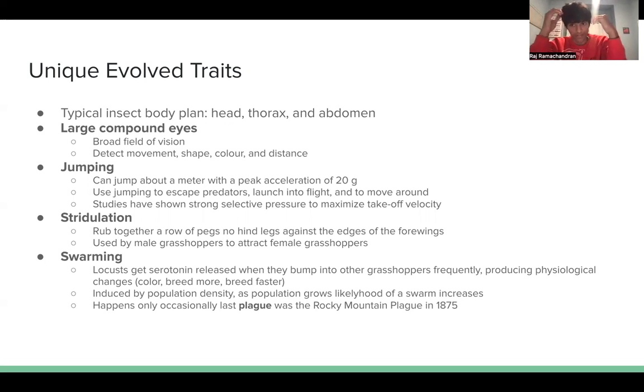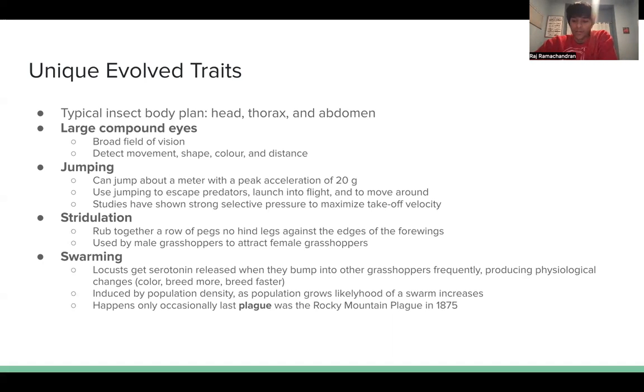Populations of these locusts will build up slowly over generations and generations. Then there's some sort of breaking point where they reach a certain point, and this thing called a plague forms. It's this giant swarm of grasshoppers. It happens occasionally. It's terrible for humans. It's caused famines. You see it in the Bible and in a lot of ancient texts. They come every couple of generations, and I think the last main recorded one was the Rocky Mountain Plague in 1875, with an estimated 2.5 trillion grasshoppers in that swarm.